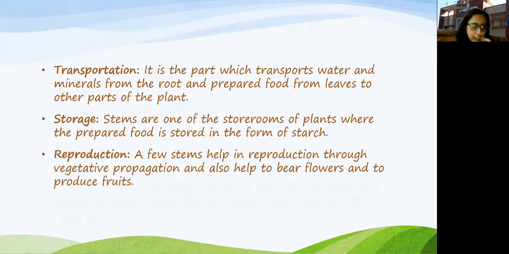Then the next function was transportation. So what do you understand by transportation? Just carrying things from one place to another. That is called transportation. So here the stem is responsible for transporting water and minerals from the root to all parts of the plant. And it also transports the prepared food from leaves to other parts of the plant. Where is food made? In the leaves. As I have already told you, these leaves are called the kitchen of the plant, because the food is made there.